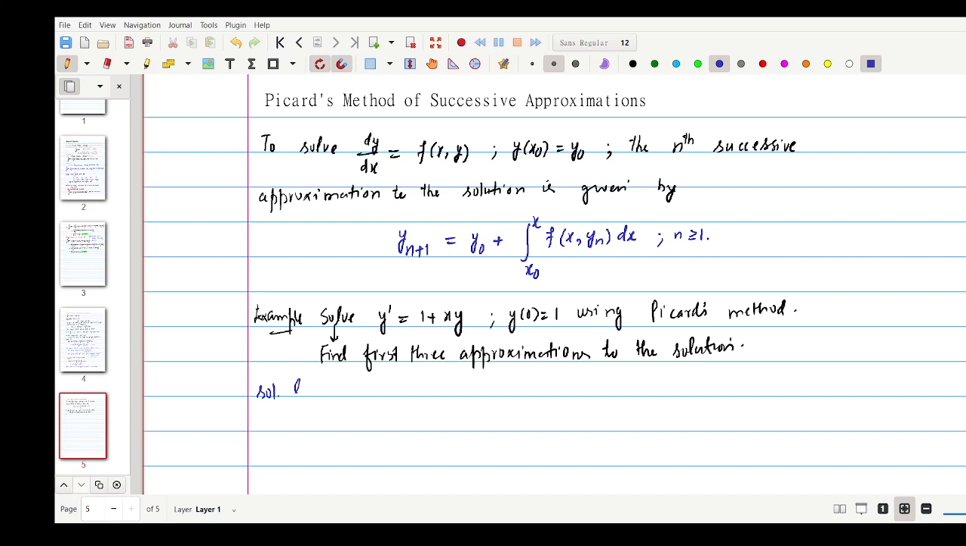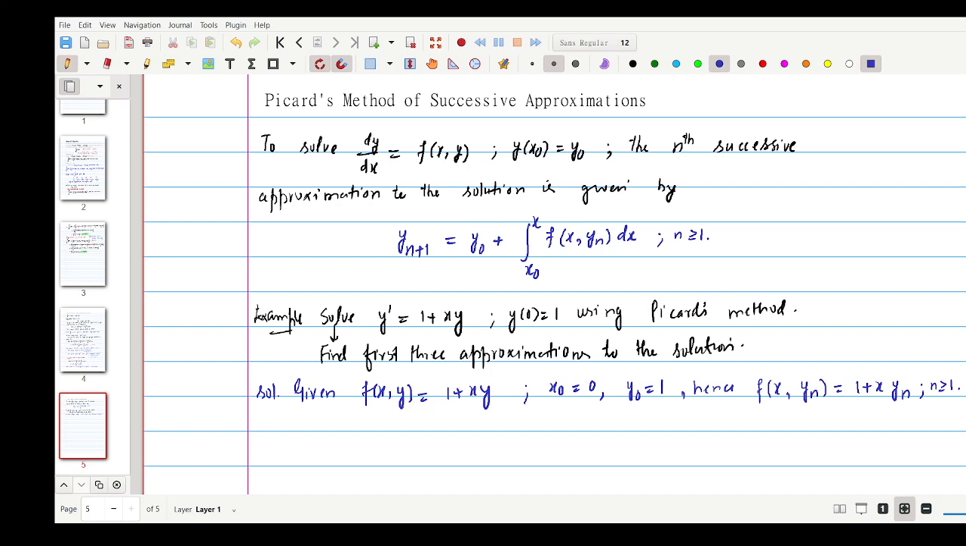So what are we given? We are given f of x, y is equal to 1 plus xy. We are given x naught, which is equal to 0, and y naught, which is equal to 1, because y of 0 is equal to 1. Now in the nth approximation, we need the value of f of x, y n. So hence we can define f of x, y n, which is 1 plus x y n, where n is greater than or equal to 1, which is by definition of f of x, y.